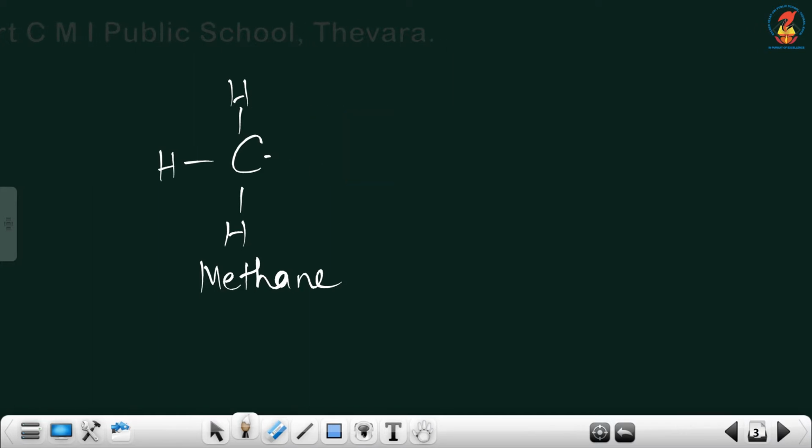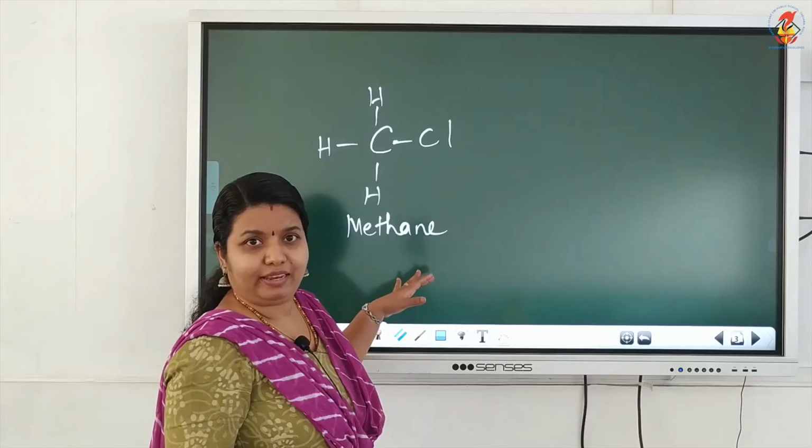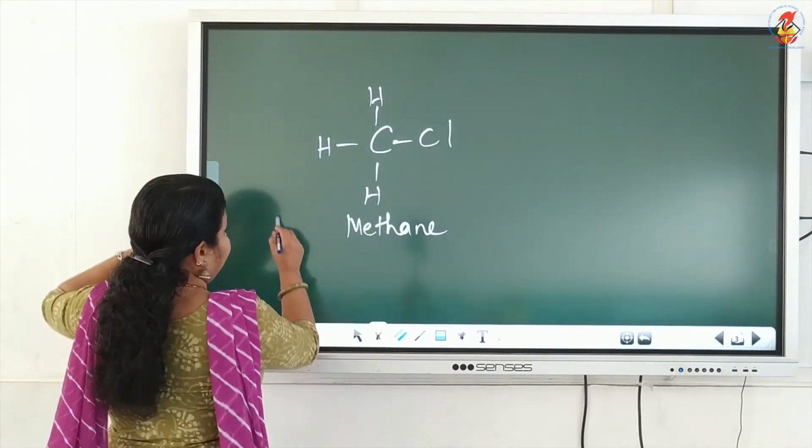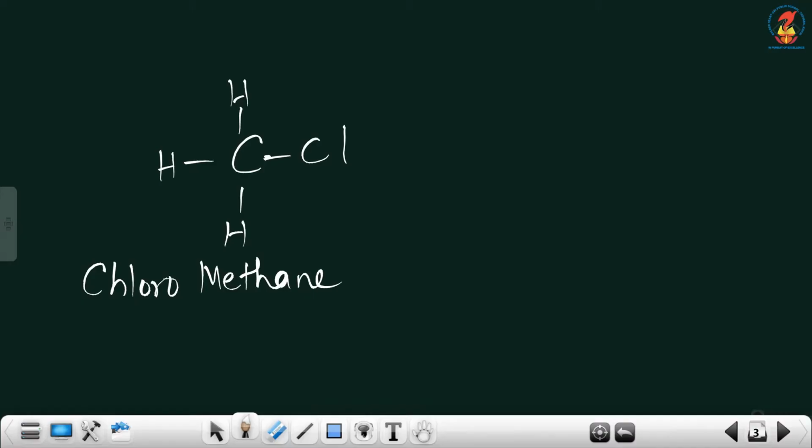So, this hydrogen can be replaced and it can be occupied by a chlorine atom. Now it is no more methane. One of the hydrogens is replaced by a chlorine atom. We call it chloromethane. It is a new compound with an entirely new set of properties. Similarly, the second hydrogen can be replaced, and now with 2 chlorine atoms, we call it dichloromethane.